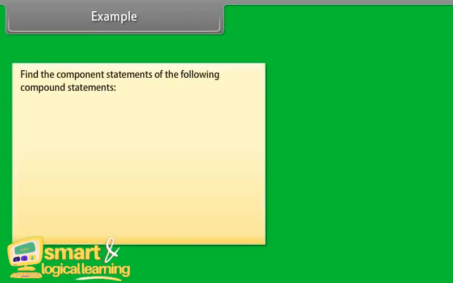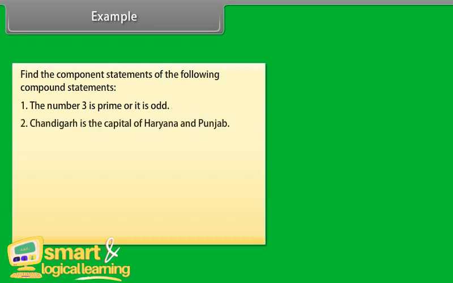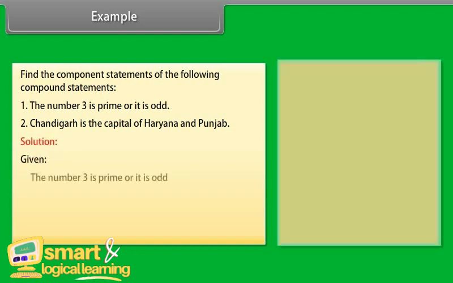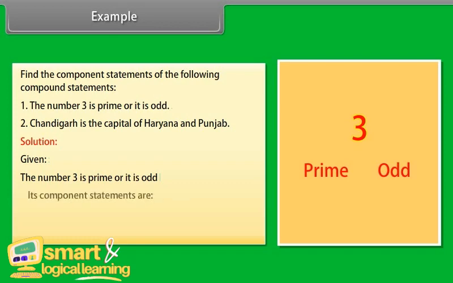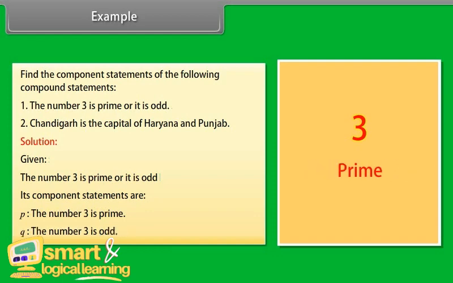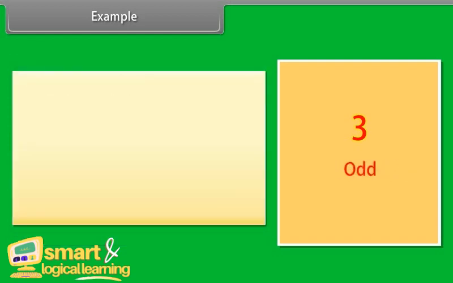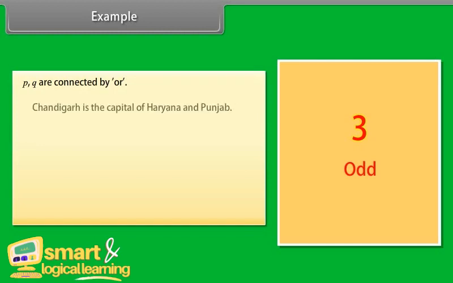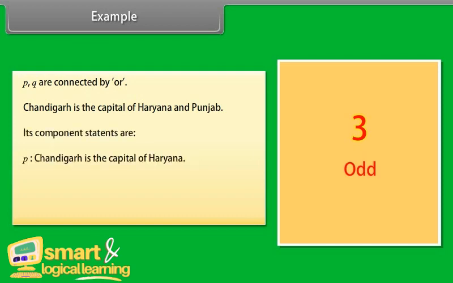Example: find the component statements of the following compound statements. The number 3 is prime or it is odd. Chandigarh is the capital of Haryana and Punjab. Solution: given the number 3 is prime or it is odd, its component statements are: P is a statement that the number 3 is prime. Q is a statement that number 3 is odd. P and Q are connected by or. Chandigarh is the capital of Haryana and Punjab. Its component statements are: P is a statement that Chandigarh is the capital of Haryana. Q is a statement that Chandigarh is the capital of Punjab. P and Q are connected by and.